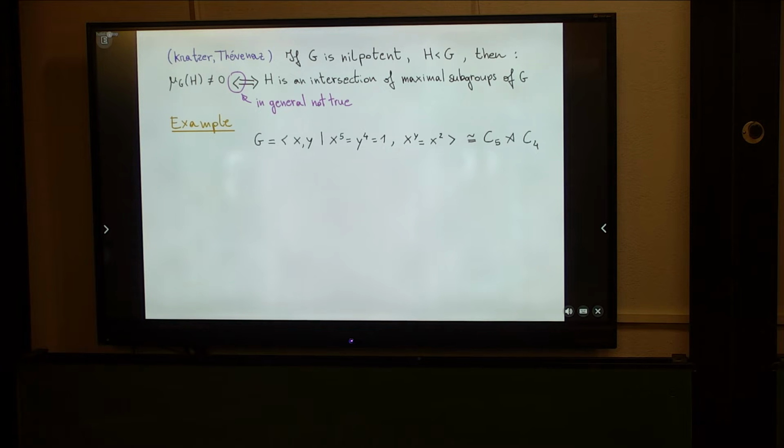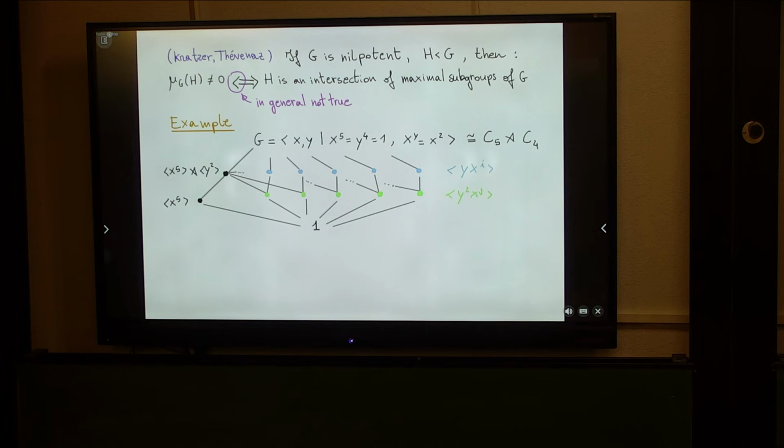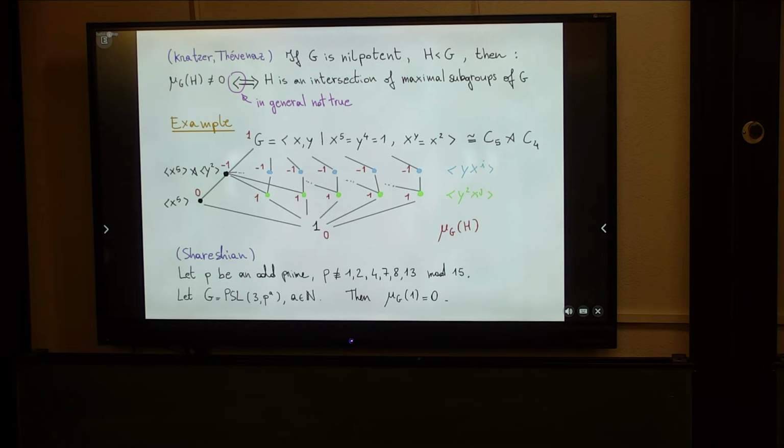And here I want to give another example, just to say we can also consider a very small solvable group of small order. In this case, the maximal subgroups are the blue one and this one, and the green subgroup is the intersection of the black one with the blue one. Again, one is an intersection of maximal subgroups, but the value of the Möbius function in one is equal to zero. And this is not a sporadic example, so there are many examples that we can consider. So the behavior of this function is not easy to understand.